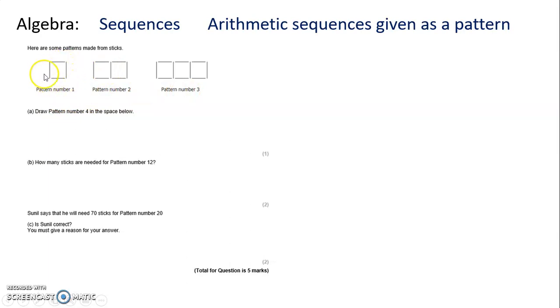So for example, this one here has got 4. So term number 1 would be 4. And this one's got 7. So term number 2 would be 7, and so on. So the first question is, draw pattern number 4 in the space below.